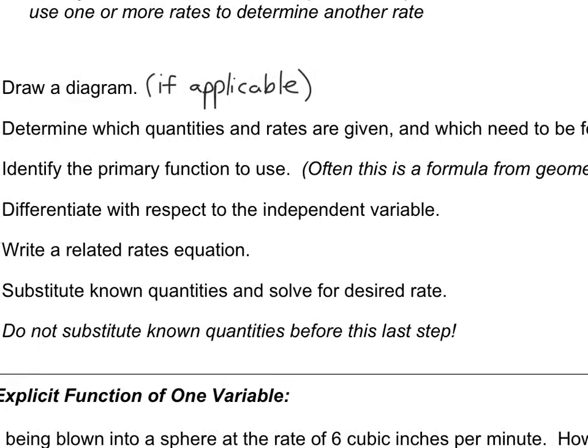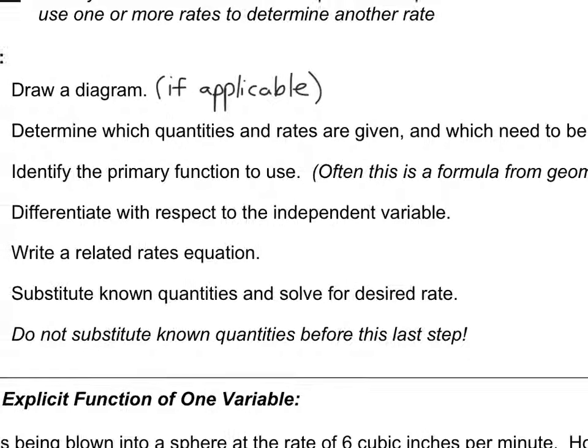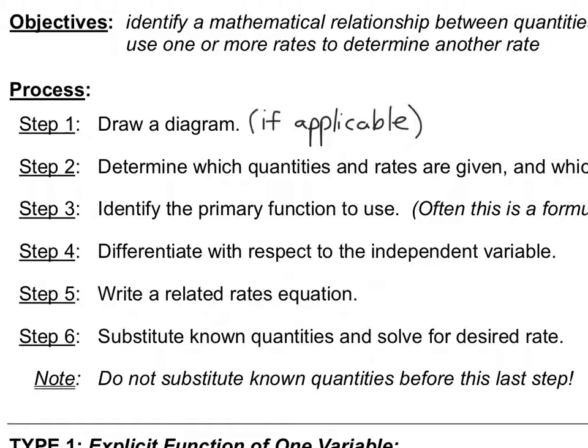Determine which quantities and rates are given and which are to be found. Identify the primary function to use. Often this is a formula from geometry. All right, we'll see what that looks like in a few minutes. Differentiate with respect to the independent variable. So differentiate, that's the calculus step, or at least for this type of related rates problem. That means derivative.